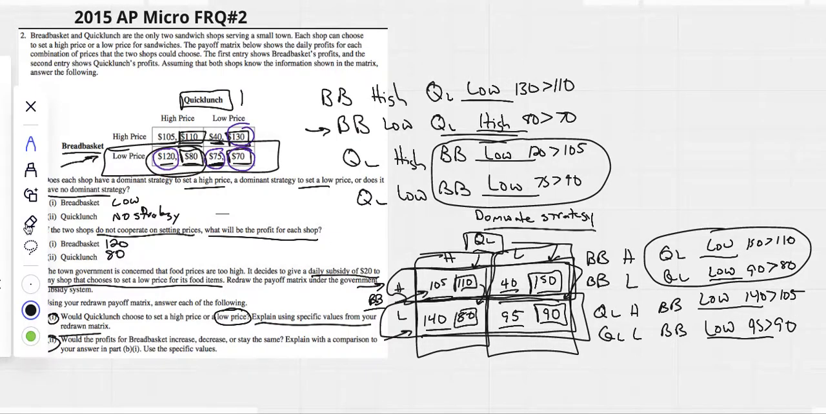Look where they end up. I like this one. Let's change the color here. If they both choose low, they're going to end up in this quadrant right here. 95 and 90. So it looks like they're asking, would the profits for Breadbasket increase, decrease, or stay the same? Before, Breadbasket would have made 120. Now Breadbasket's going to make 95. So we would say they would decrease, and we would just write it out, making sure that we talked about where they ended up before and where they ended up now, and talk about the numbers.